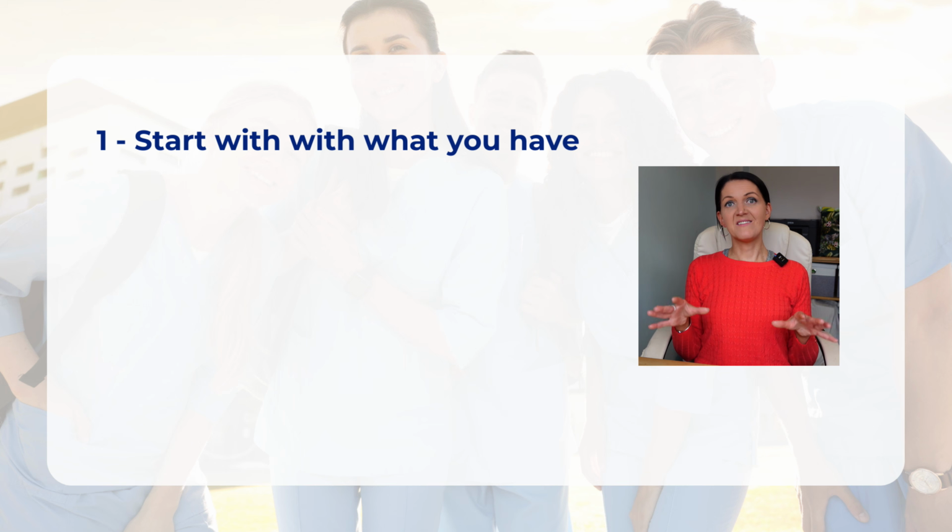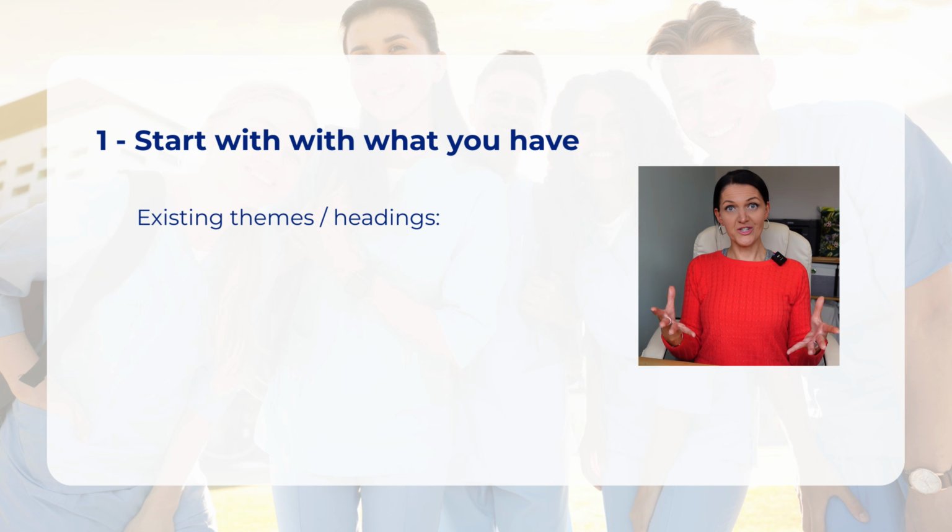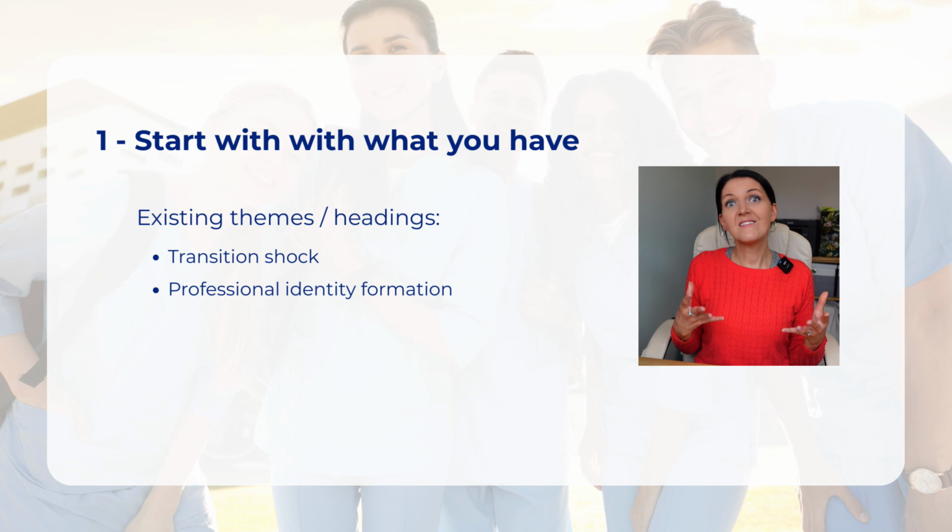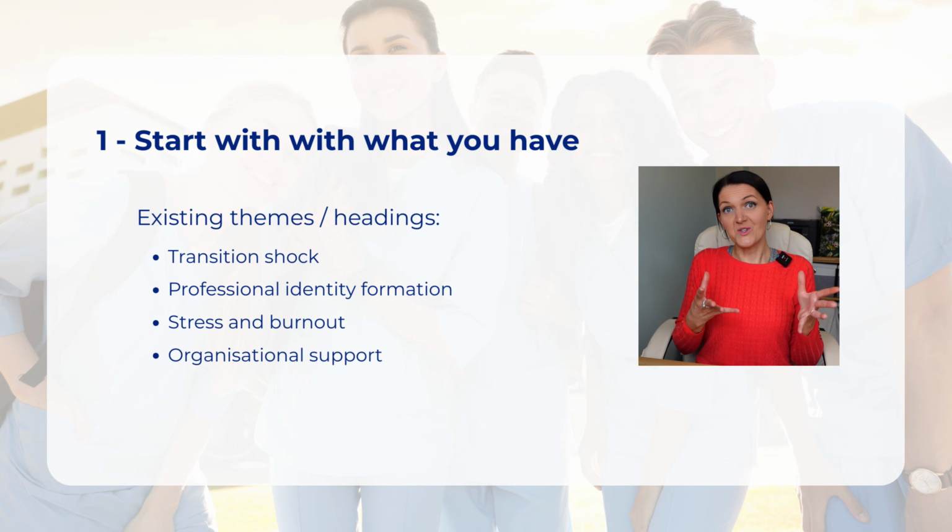Step one is to start with what you already have. At this stage, the researcher already has a literature review. It's structured around themes like transition shock, professional identity formation, stress and burnout, organisational support. At the time the literature review was first written, this made sense, it worked. It reflected the dominant conversations in the literature.